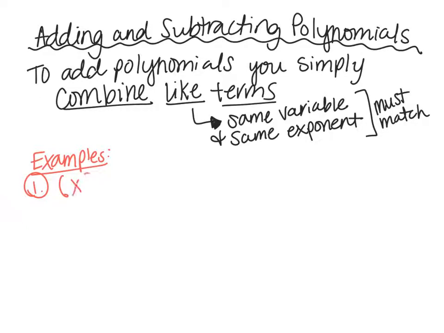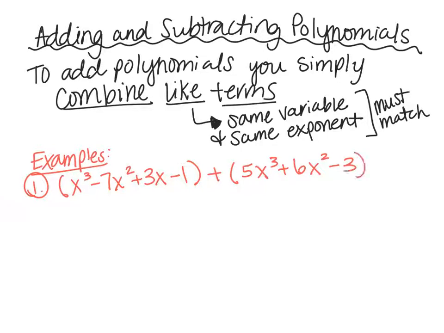expression x cubed minus 7x squared plus 3x minus 1. And we're going to add that to the polynomial 5x cubed plus 6x squared minus 3. So the first thing that we're going to do is we're going to combine our like terms. So I'm going to identify which terms are alike.